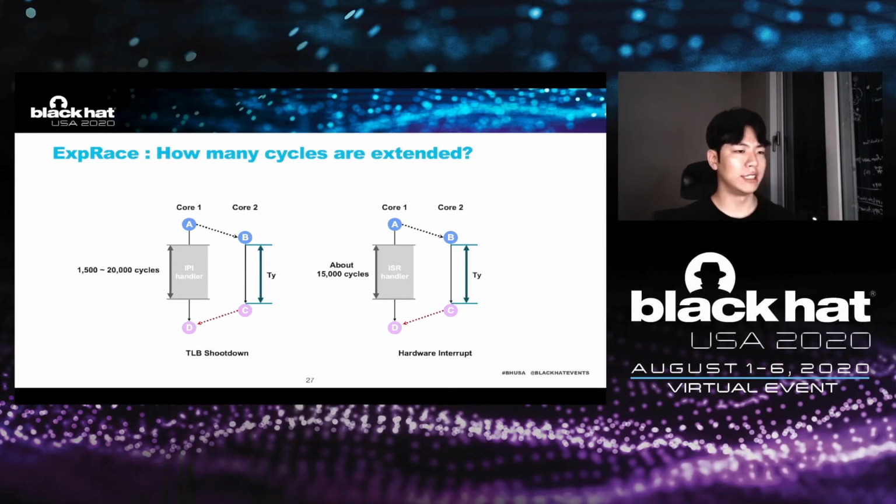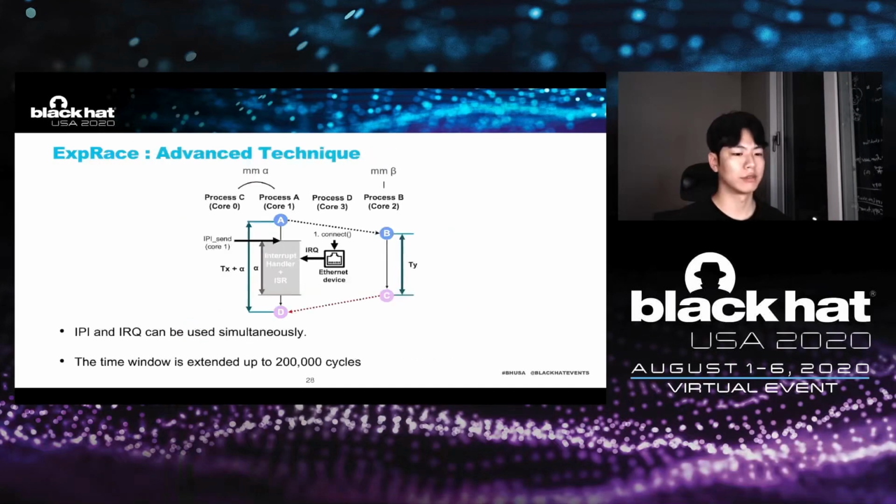When a large address range is flushed, it takes longer because it is flushed several times. So the larger the amount of memory being flushed, the longer the time window is extended. And hardware interrupts extend the time window by about 15,000 cycles.